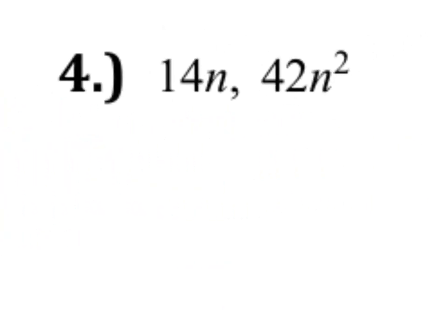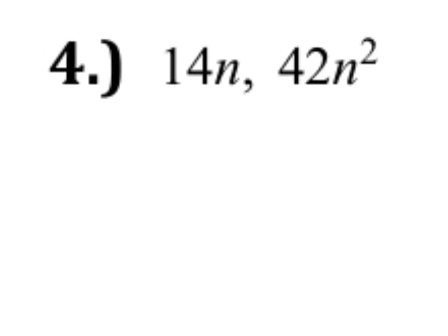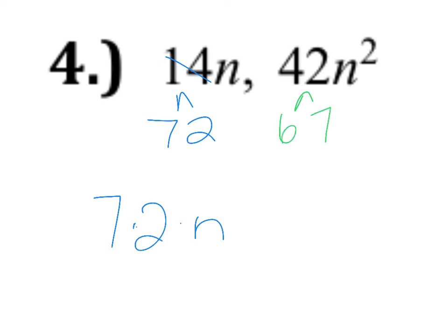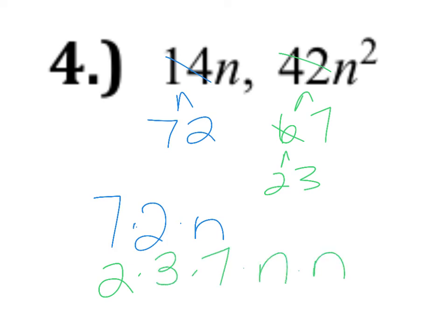All right, so we have one more to try. So 14N and 42N squared. So 14 I can break down to 7 and 2. 7 and 2 are both prime numbers, so that is it. So we have 7 times 2 times N. 42 has a couple different options. First one that comes to my mind is 6 times 7, so I'm going to cross out my 42. 6 we can break down to 2 and 3, and then 7 is prime. So we have 2 times 3 times 7 times N times N.